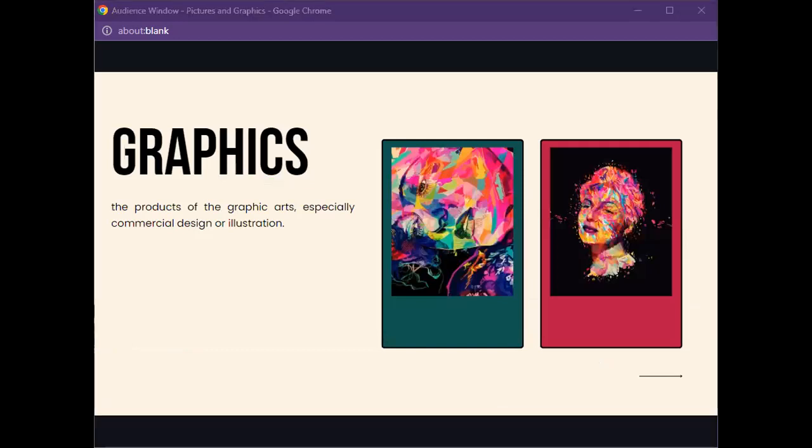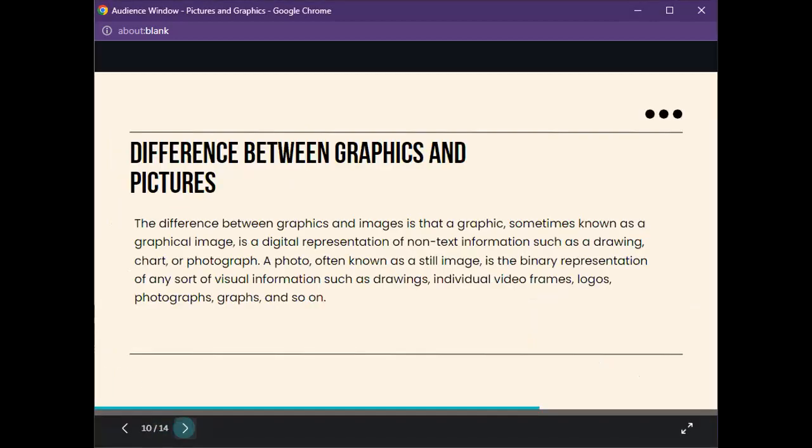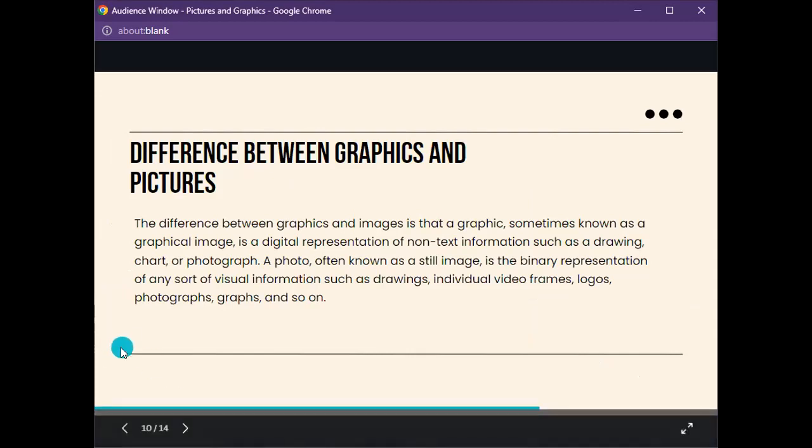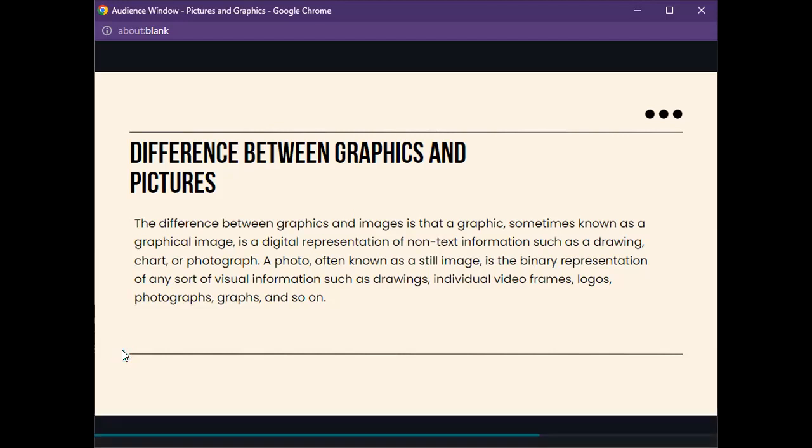So we proceed to graphics. So what is a graphics? A graphics is the product of the graphic arts, especially commercial design or an illustration. So what is the difference between graphics and pictures? The difference between graphics and images is that a graphic, sometimes known as a graphical image, is a digital representation of non-text information, such as a drawing, a chart, or sometimes a photograph.